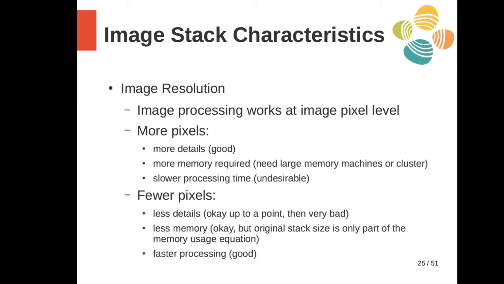When we get to the analysis afterwards, that's when the scale information can be important, so that we know the correspondence between a pixel and real units. So more pixels, higher resolution. With that you get more details, which is good, but it does require more memory. So you need larger memory machines or to run it on a cluster. It can also slow processing time, which can be undesirable. But with fewer pixels, you'll get less detail.